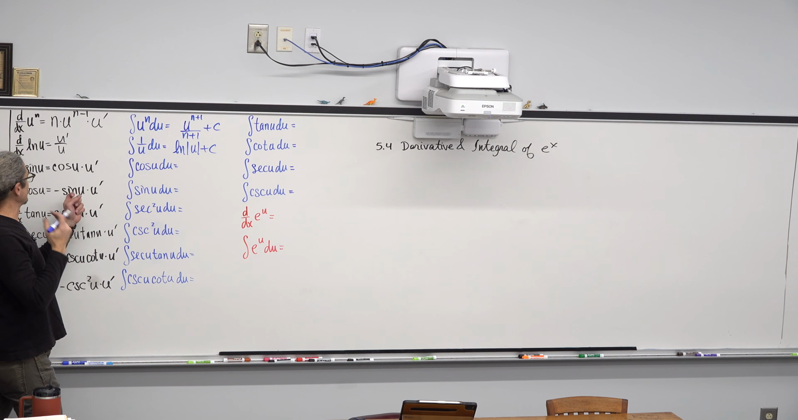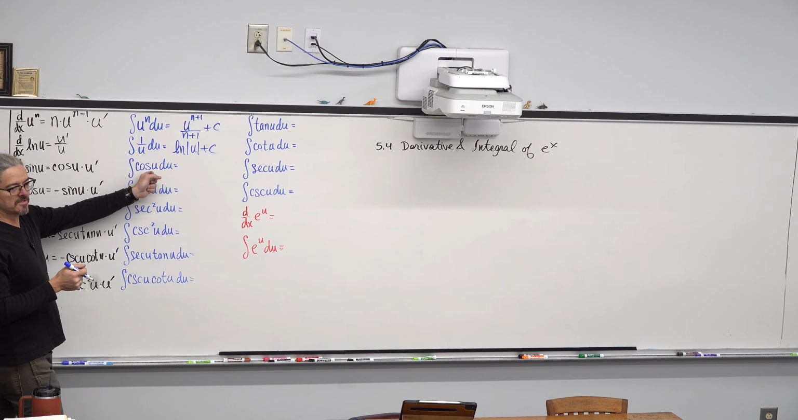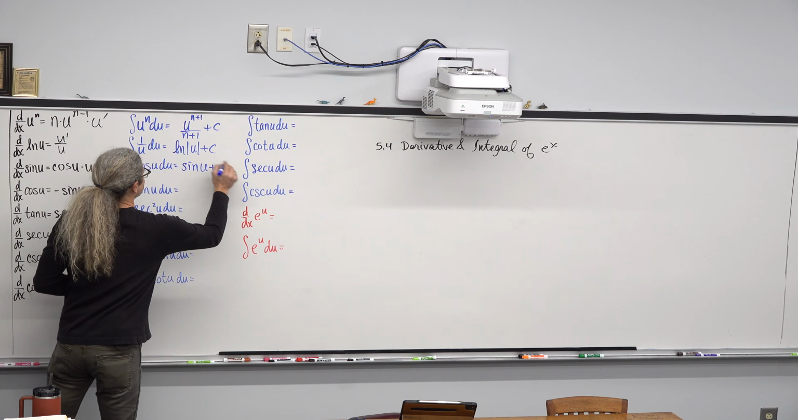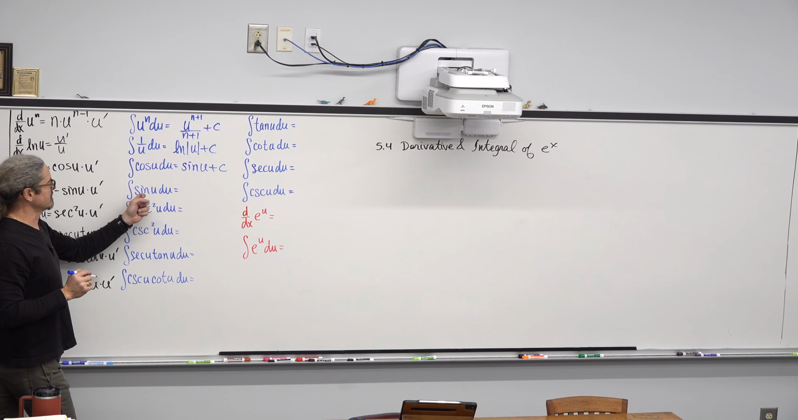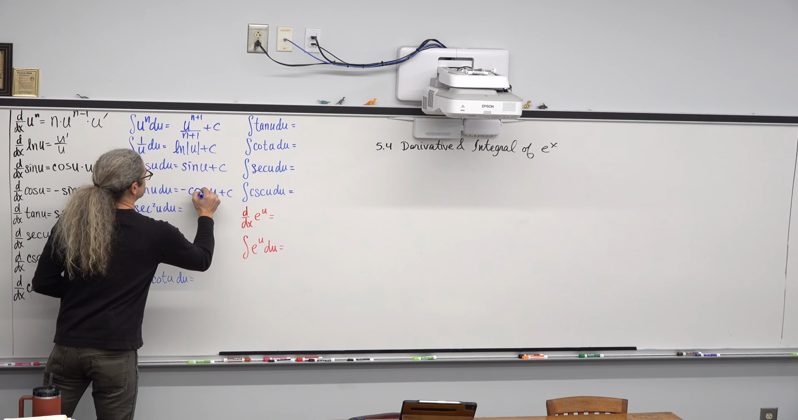I always mentally say this: the derivative of sine is cosine, the derivative of cosine is negative sine, to remind myself. I do the derivative rules first to remind myself if there's a sign change. So if the derivative of sine is cosine, no sign change, the integral of cosine of u du is sine of u plus c. If the derivative of cosine is negative sine of u, u prime, then the integral of sine of u du is negative cosine of u plus c.